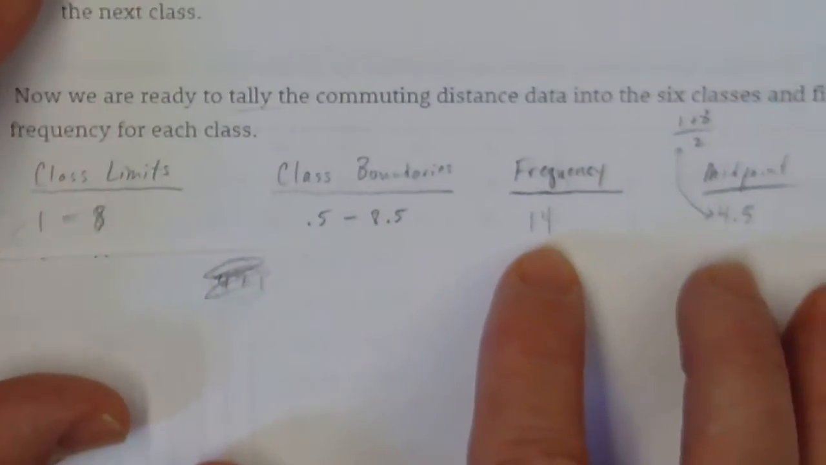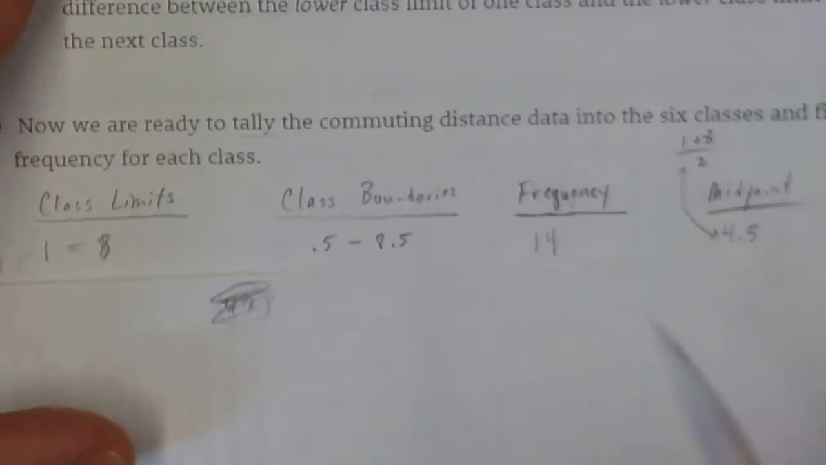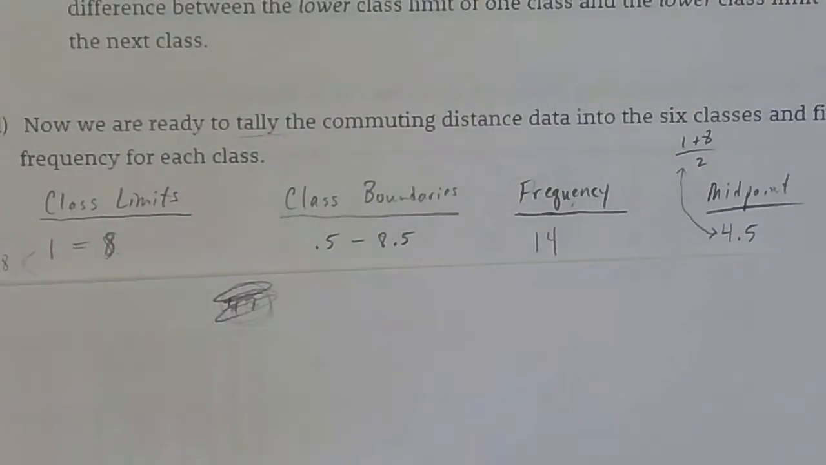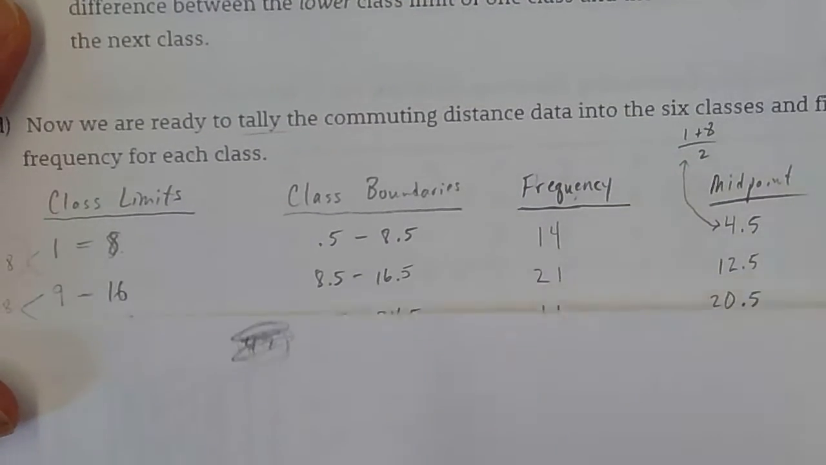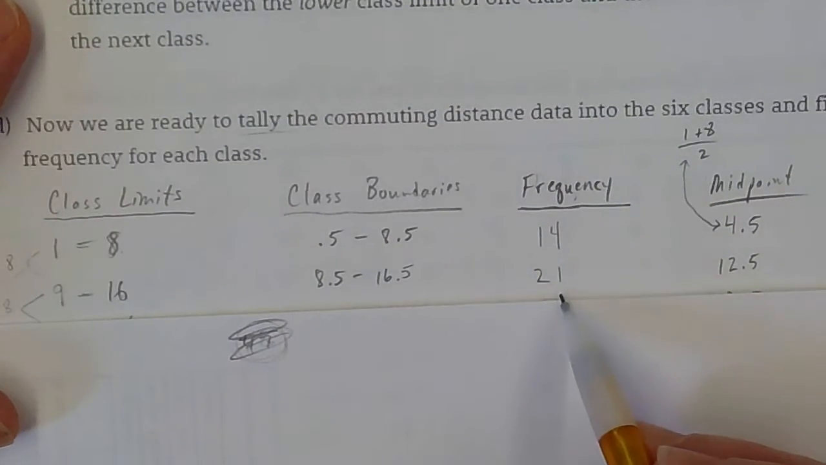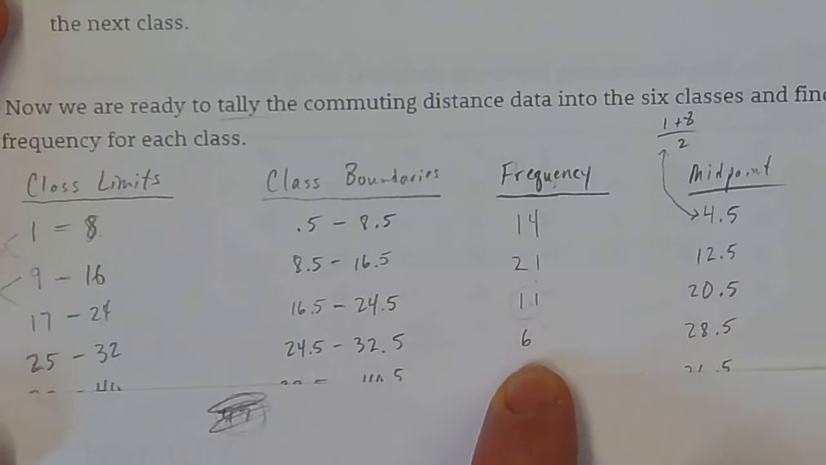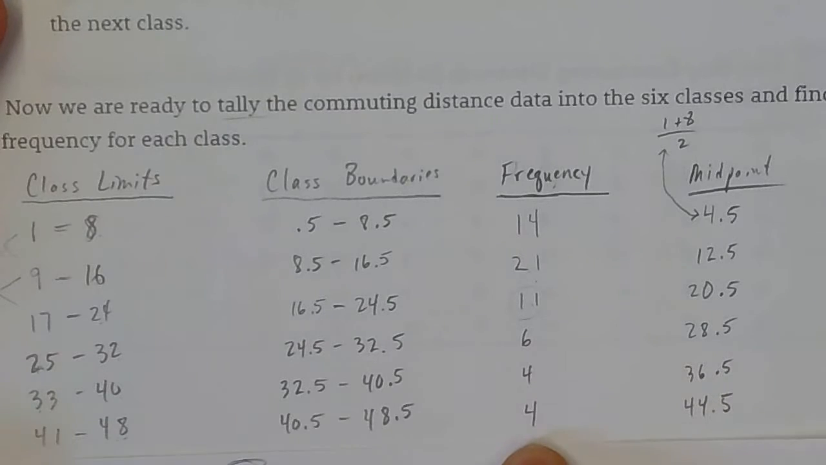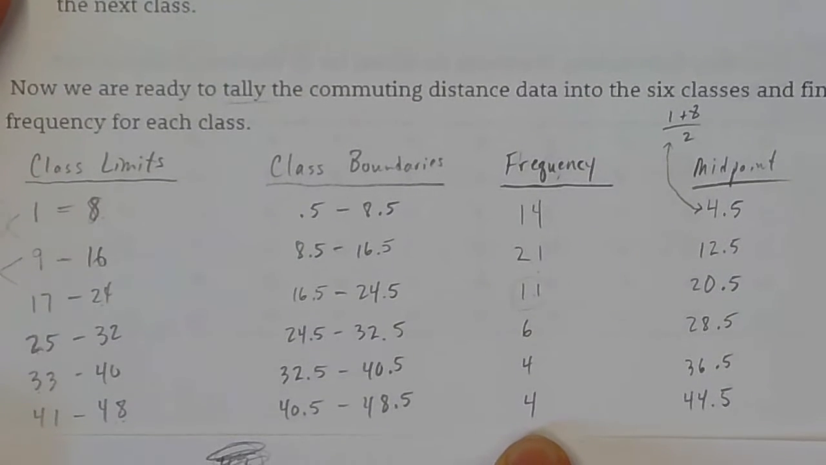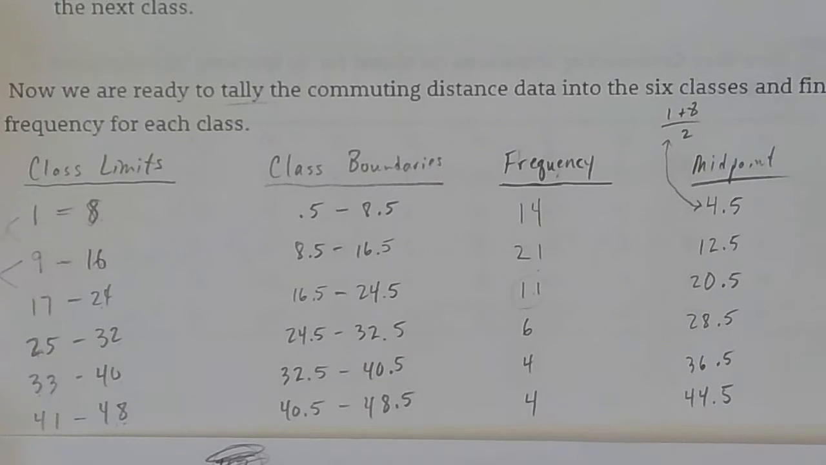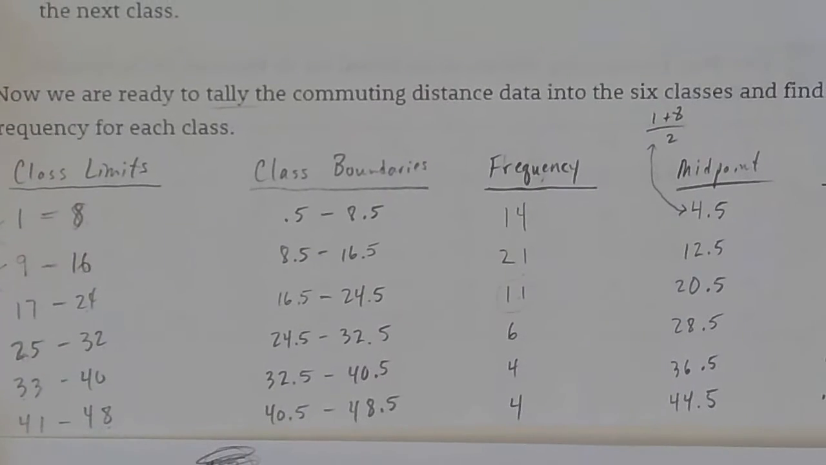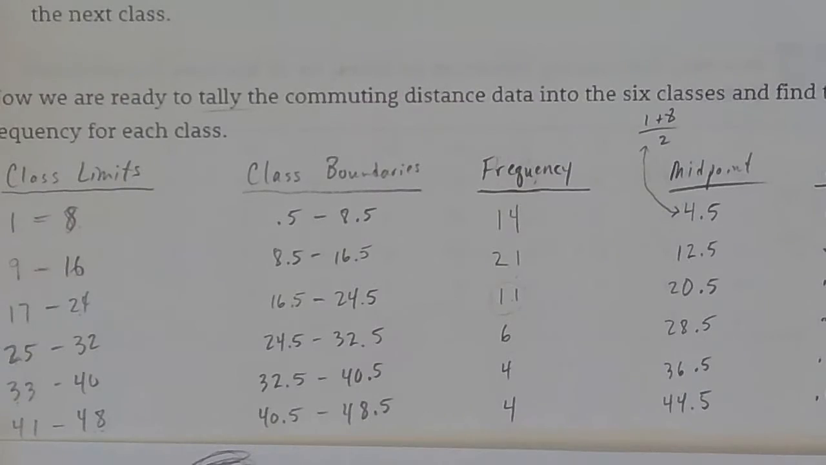Okay, so here's the frequency. Jump over to this column right here until we talk about the rest. So the frequency is 14. That's how many I counted. And then I go on to 9 through 16, and you go through and you tally. It's 21. Okay, so write down the rest of these frequencies. 11, we're in 17 through 24. 6 fell in that category. Then 4, then 4. Okay? Okay, the next concepts are on the next page. Then we'll come back to this table and finish them.